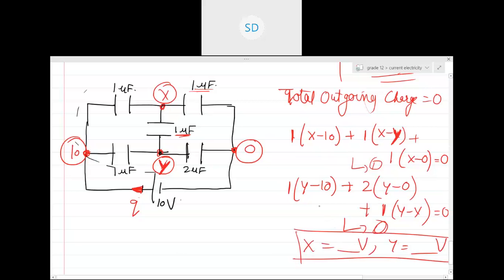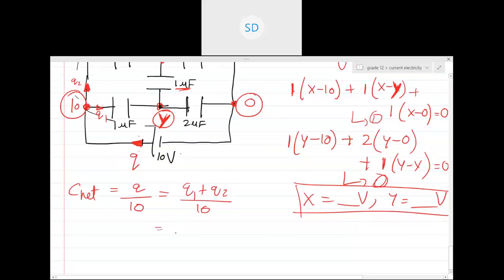And once you get that, you can easily find out the net charge over here. What will be the net charge over here? Can you see this charge Q which will go over here? It will divide into this and this, right? So can I say this is Q1 and this is Q2? So C net will be equal to Q by 10, which will be Q1 plus Q2. And this will be Q1, plus 10 minus x multiplied by 1. That is Q2.